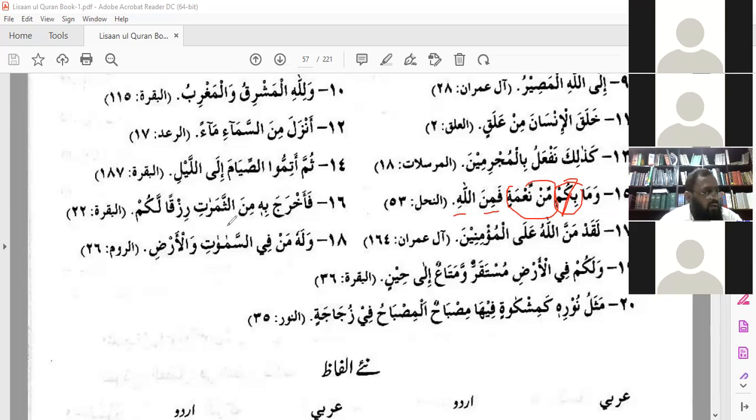فَأَخْرَجَ بِهِ مِنَ الثَّمَرَاتِ رِزْقًا لَكُمْ. أخرج به: به, ba is harf jar and he the pronoun is ism majrur. And من الثمرات is harf jar, ism majrur. Very good. جار مجرور شبه الخبر. Okay, sister. Yes, sister. Sadiq, are you there? Can you do number 17?